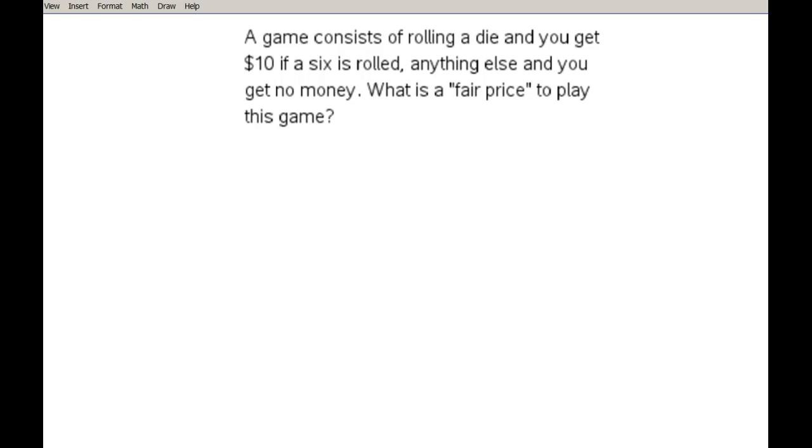Here's kind of a tougher problem. A game consists of rolling a die and you get $10 if a 6 is rolled. Anything else you get no money. What is the fair price to play this game? So if we start setting up our equation here, we might say, okay, we don't know the price here, but we're going to say you get $10. Well, actually, you don't really get $10, do you? Right? What do we have to subtract from the amount we get? The cost. So let's subtract cost, or C here. So that's how much the payout is if I win.